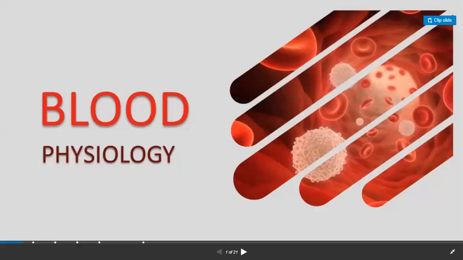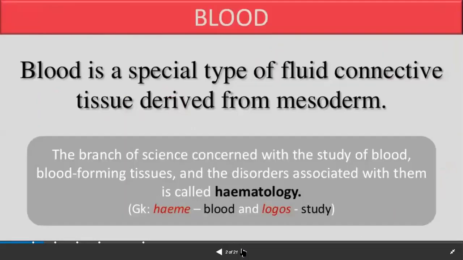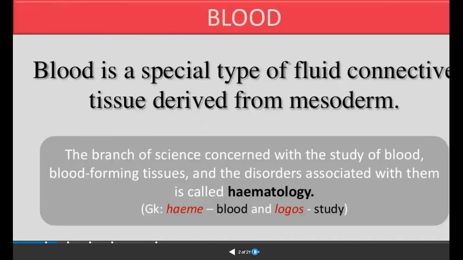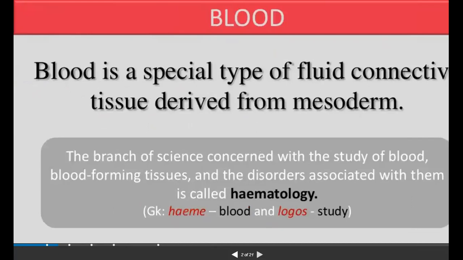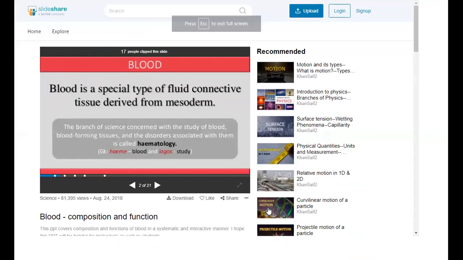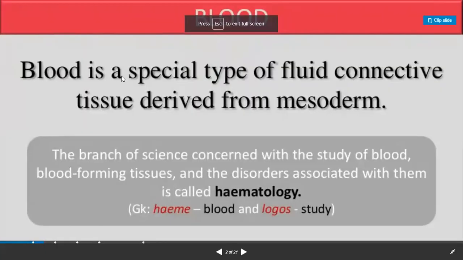Blood physiology. As we know, every human being has blood on their inside, and without blood, there is no life. Blood is actually the life that we have, because without blood, there is no life at all. Why? Because every nutrient, every hormone that you have in your body is transported through the blood. So blood is a special type of fluid connective tissue.